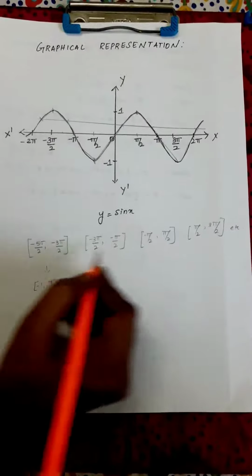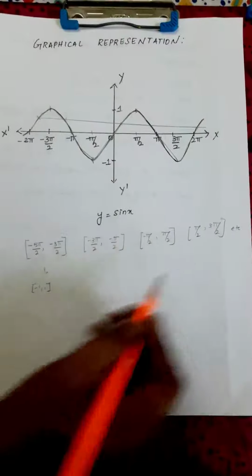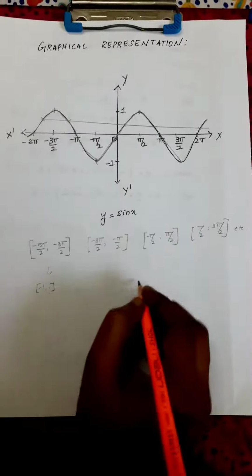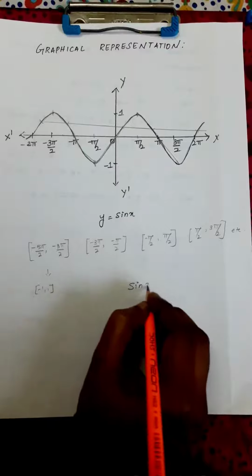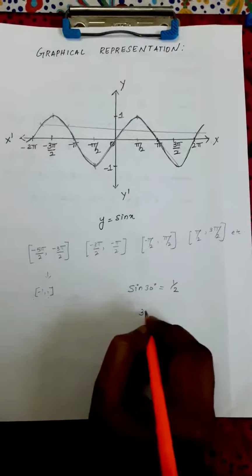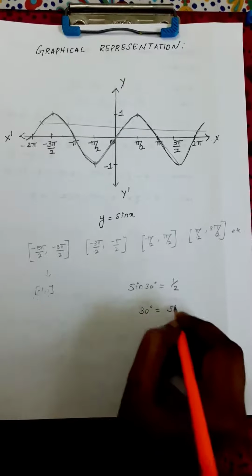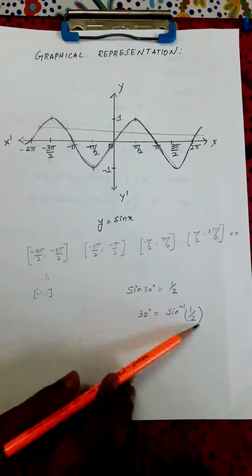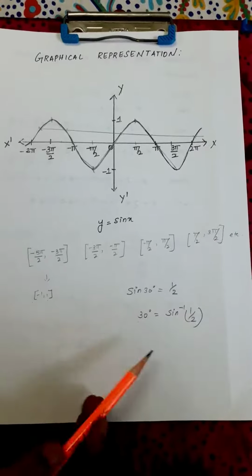So in these intervals, the sine function is 1 to 1 and onto with the range minus 1 to 1. For example, sine 30 degree is equal to 1 by 2. So now 30 degree equals sine inverse 1 by 2. So the value of sine inverse 1 by 2 is pi by 6.